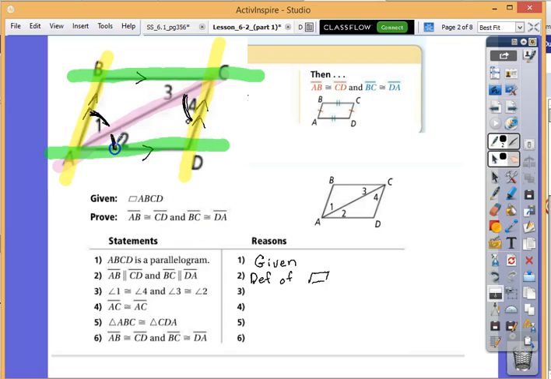And angle 2 congruent to angle 3 because alternate interior angles are congruent if lines are parallel. Do y'all remember that one? Yes, sir. If you don't, it's time to dig back out those note cards. How many people have actually made note cards and still look through them?